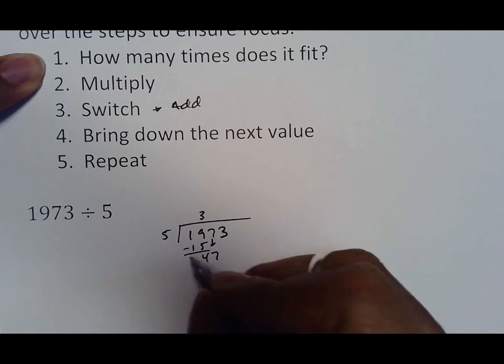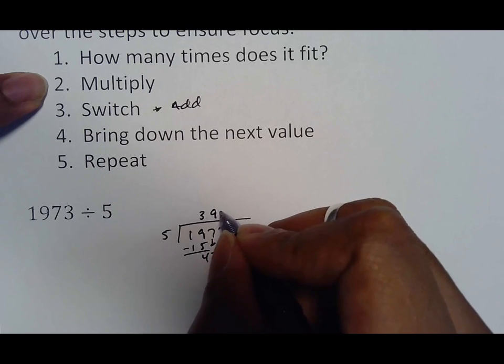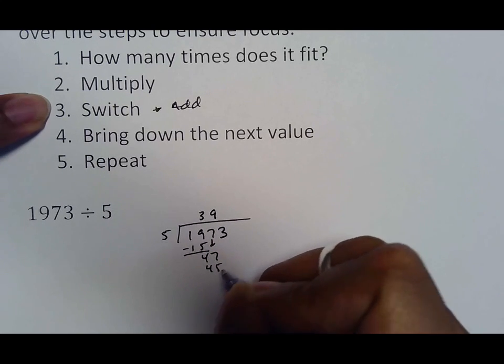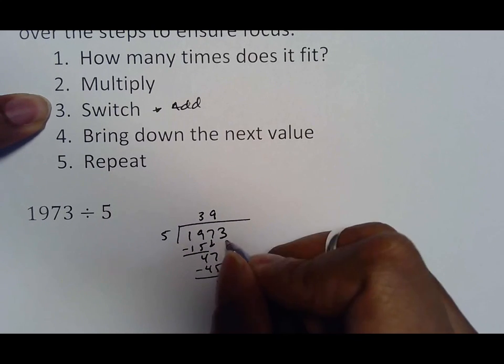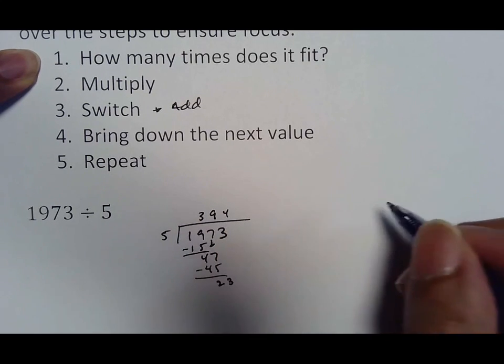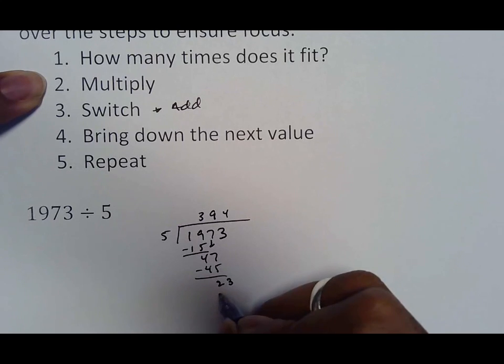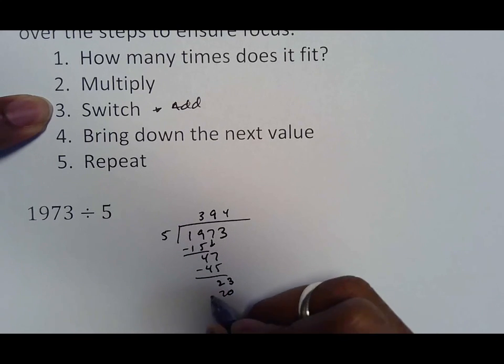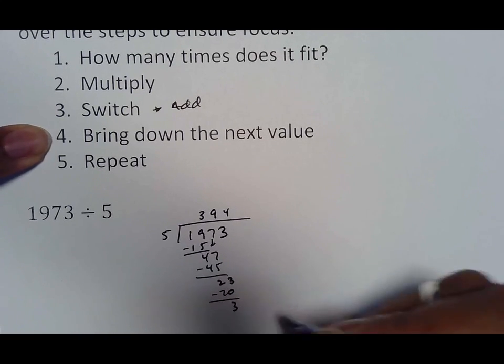And then you repeat. How many times is 5 going into 47? 9 times. And you multiply. 45, and then you switch and add. So switch and add, and then bring down the next number. And then how many times is 5 going into 23? 4 times, and then multiply, which makes 20, and then switch and add, which makes 3, and then you can't bring down the next value.